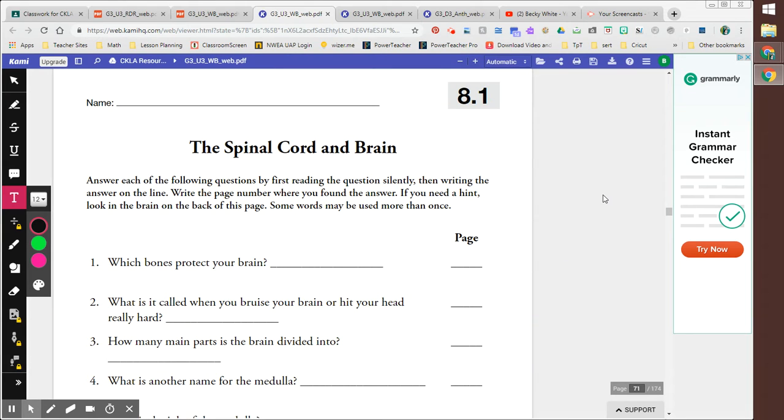Okay, this is the question sheet that goes with chapter 6 over the spinal cord and the brain. So let's look at the directions first. It says answer each of the following questions by first reading the question silently, then writing the answer on the line. Write the page number where you found the answer. If you need a hint, look in the brain on the back of this page. Some words may be used more than once.